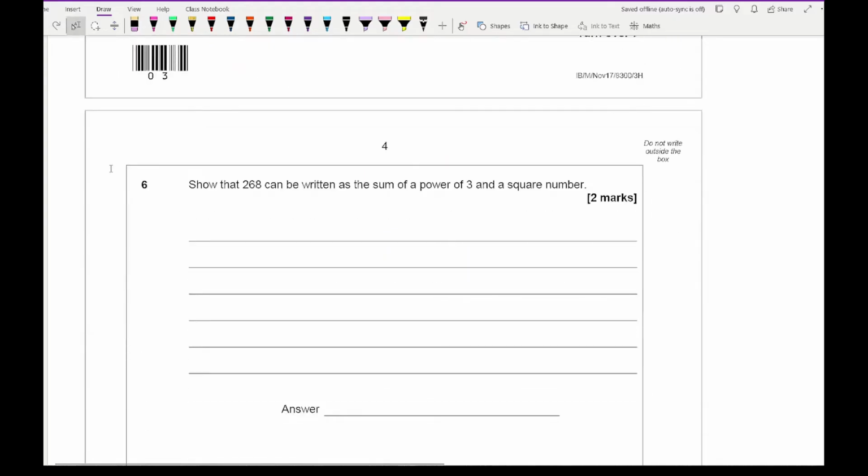Then with question 6, it says show that 268 can be written as the sum of a power of 3 and a square number. Now for this, what you want to probably do first is write down the powers of 3. So here we've got 3 to the power of 1, which is 3. Then we've got 3 squared, which is 9. 3 cubed, which is 27. And then 81. And if I keep using my calculator, I'll write down all the ones that go up to 268 because I'm going to be adding.